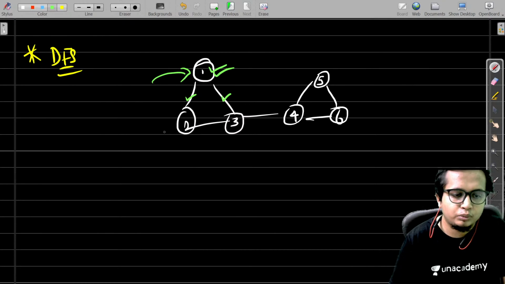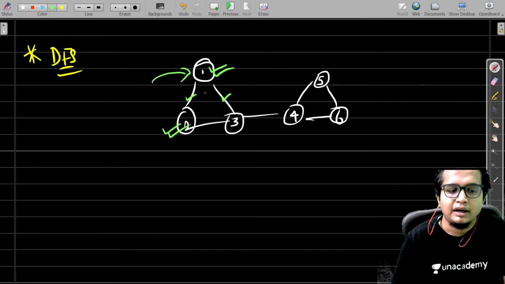So suppose I go to the node 2. Okay, now again I see that there are two nodes connected to it, the first node and the third node.